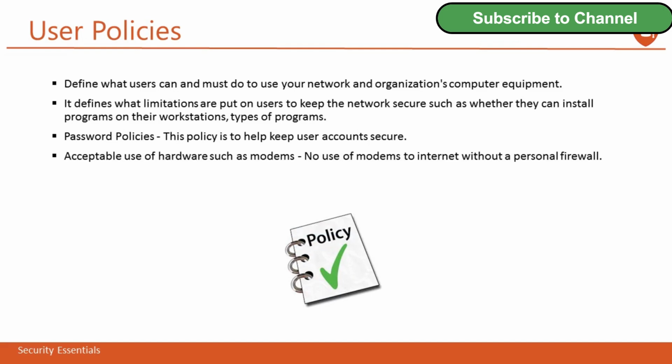The first one being user policy. A user policy defines what users can and must do to use your network and an organization's computer equipment. It defines what limitations are put on the user to keep the network secure, such as whether they can install programs on their workstations, types of programs, and others. A user policy details what a user can do and what he can't do.